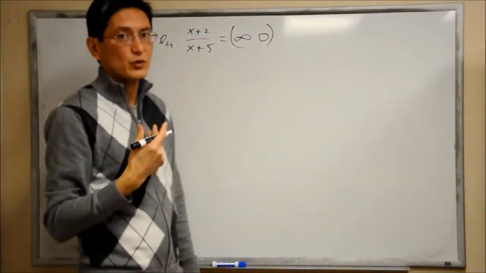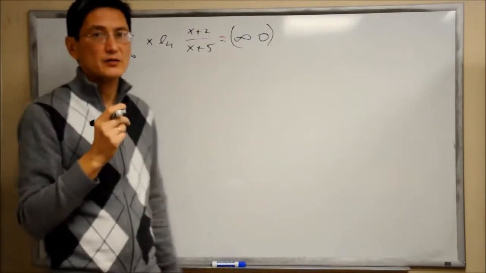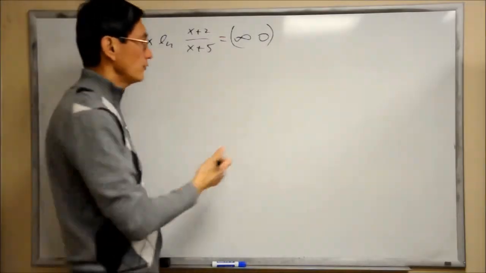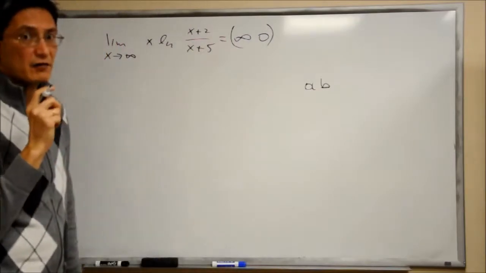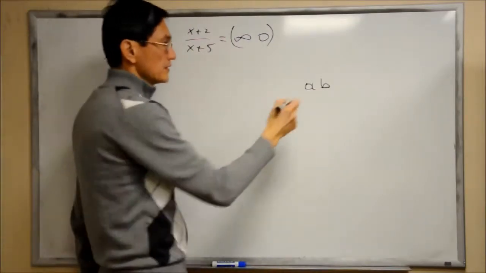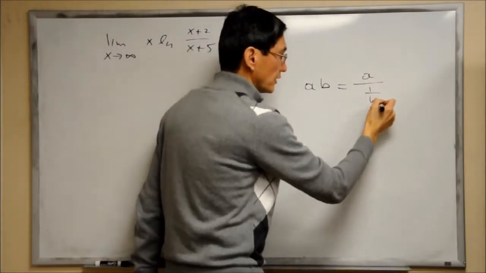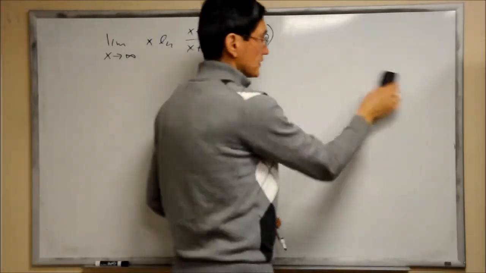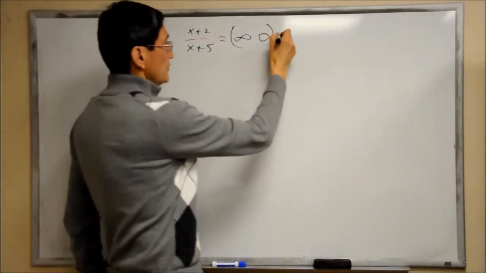And if we want to apply L'Hopital's rule here, we want to have a ratio, because L'Hopital's rule applies only for the infinity over infinity or 0 over 0 case. So what we'll do is rely on the following thing. If we have a product of two numbers, that's the same as taking the first and dividing by the reciprocal of the other one. So multiplication is the same as dividing by the reciprocal.